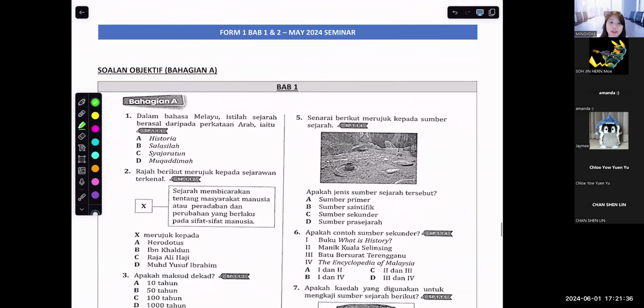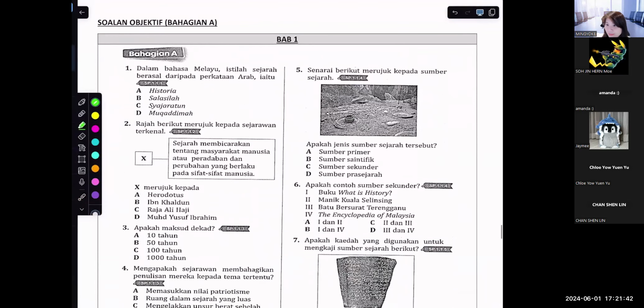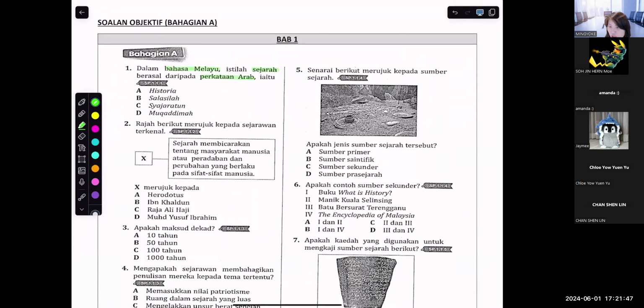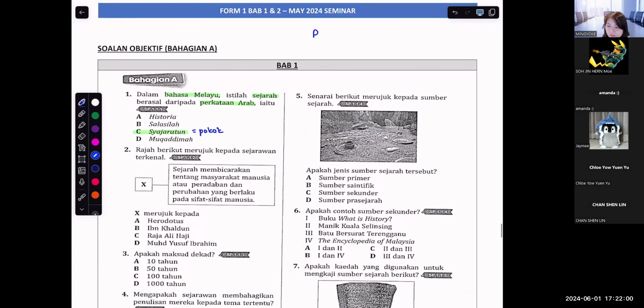One later word determines it right or wrong. Very serious one. So for example, they ask you, under sejarah, the Arabic word for bahasa Melayu is called syajaratun. Very good. Which refers to the pokok. All right. Go to page 13 already, guys.